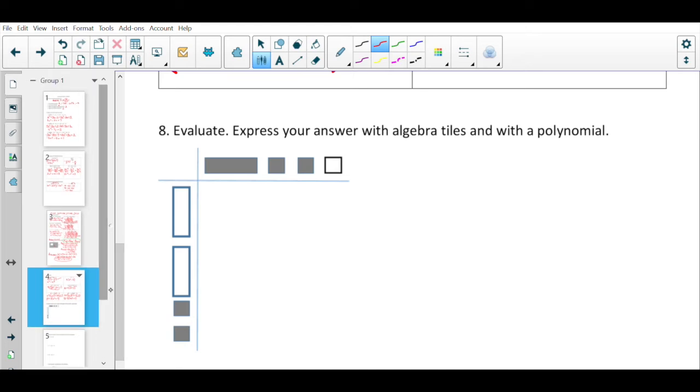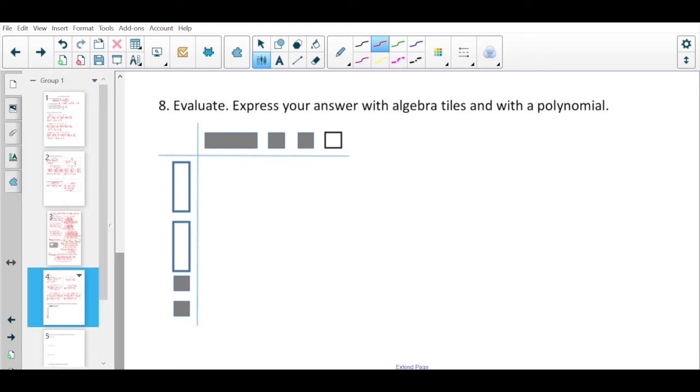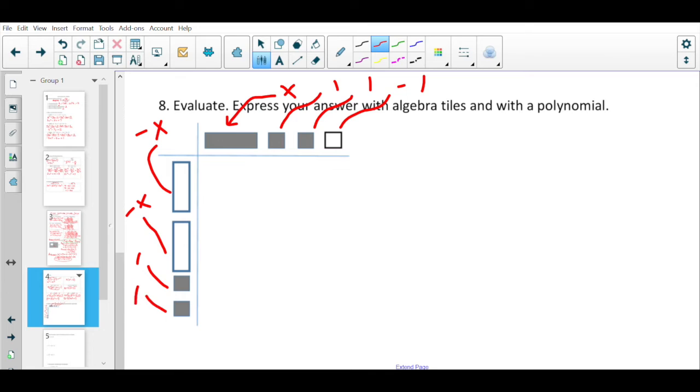Number 8, algebra tiles. Remember the bars: this colored, shaded bar is an x, this is a 1, this is a 1, this is a negative 1. These are negative x, this is 1, and 1. Okay? And then when you say negative x times x, that is negative x squared. So we're going to leave that as an open big square, unshaded.